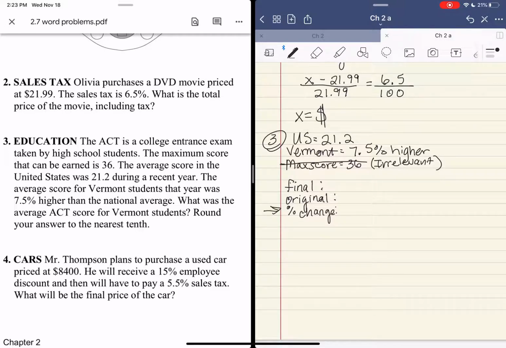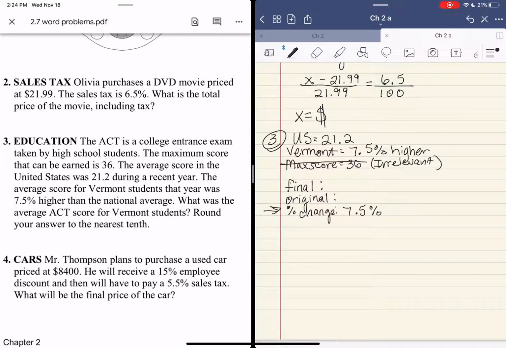When you're looking for what the percent change of a problem is, if you have a percent, then that is probably the percent change, okay? We're just going to make a pretty blanket statement there, okay? So 7.5% higher. That is going to be our percent change. Okay. Cool. I've used that piece.